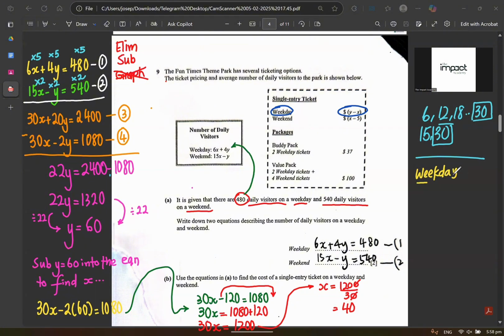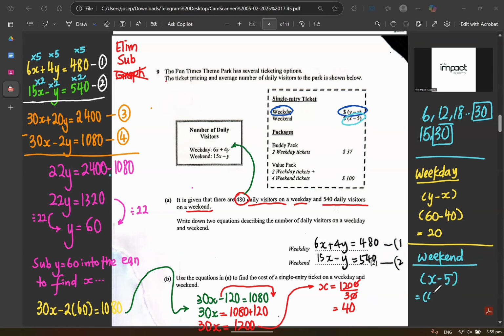Agree or disagree? So weekday is actually equal to 60 minus 40. Why? Because what did they say about weekday? Weekday is y minus x. Make sense or don't make sense? So that becomes 60 minus 40, and that equals 20. Now, more importantly, we are going to find weekend. Weekend is x minus 5, so we write down x minus 5 first, then sub x, which is 40. 40 minus 5 gets me to an answer of $35, and that is my answer for this question.